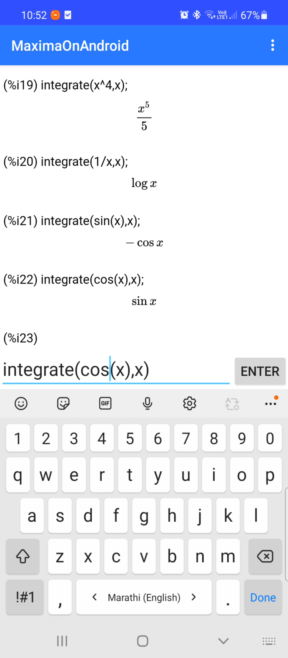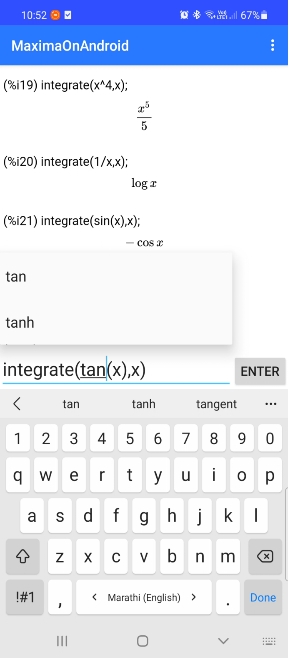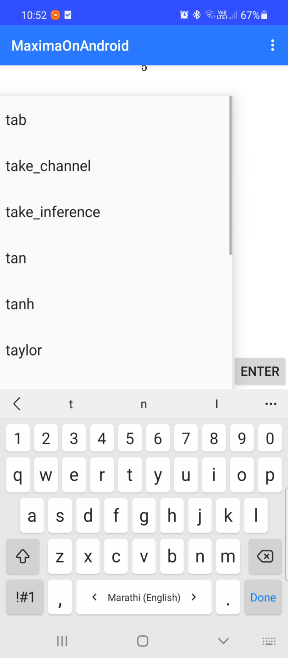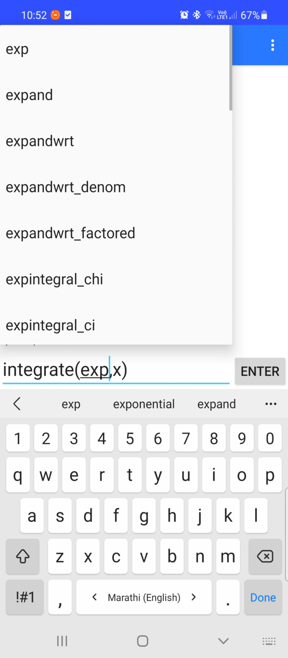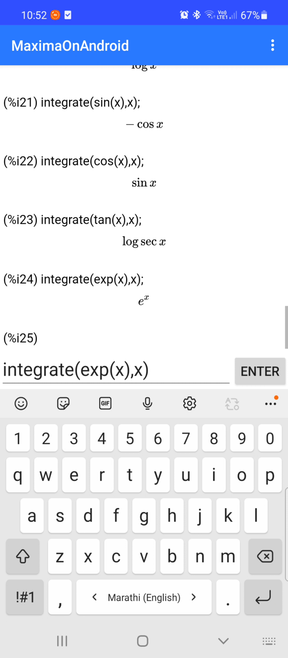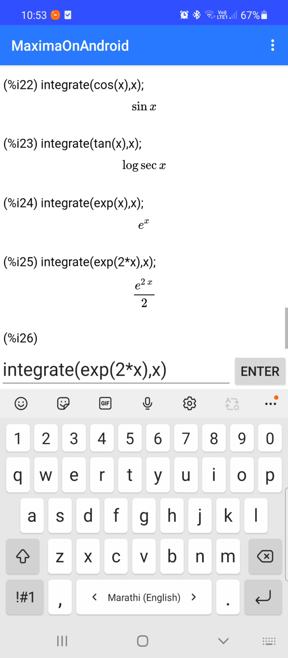Again, the integration of, say, tan x is equal to log of sec x. So by using this function you can find the integration of any function. Again, if you enter here e raised to x, use the command exp for the exponential function, the integration of e raised to x is e raised to x. Again, the integration of e raised to twice x is e raised to twice x divided by 2. So you can see here e raised to twice x divided by 2.